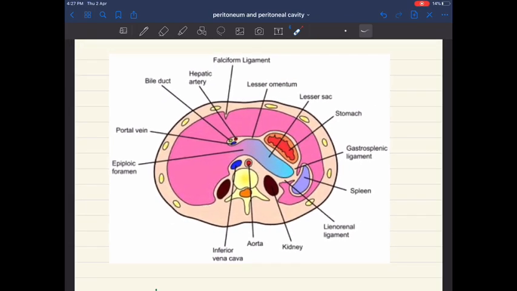Okay, stomach, this color is greater sac, this is lesser sac. See this opening, this is epiploic foramen or foramen of Winslow.